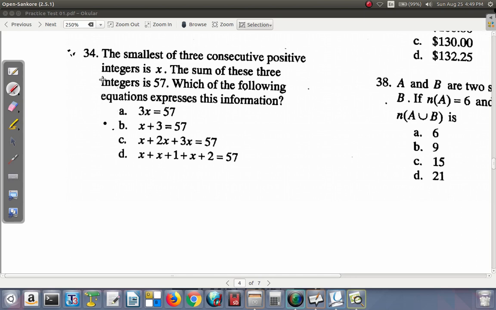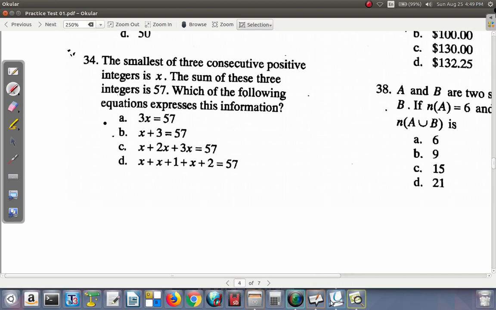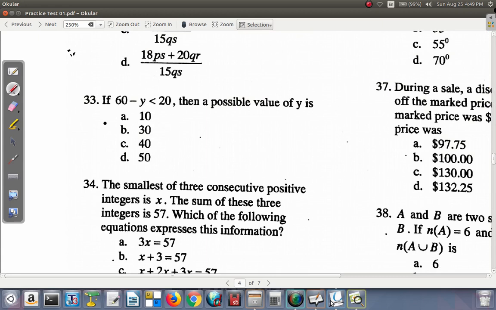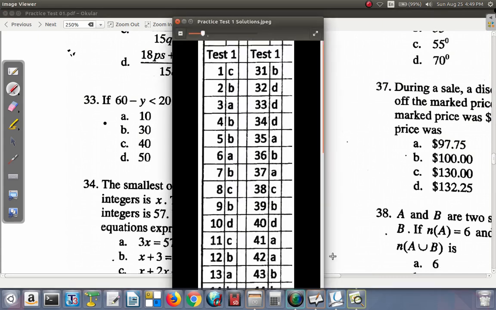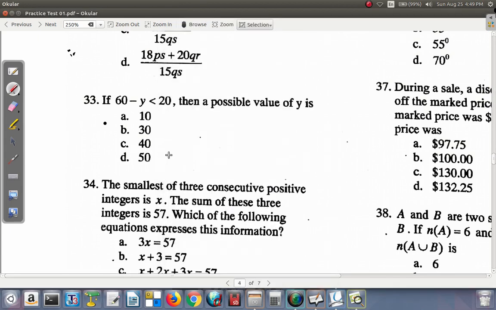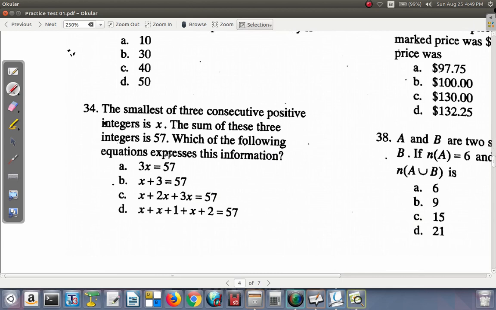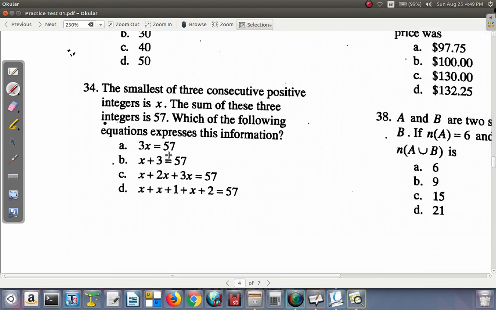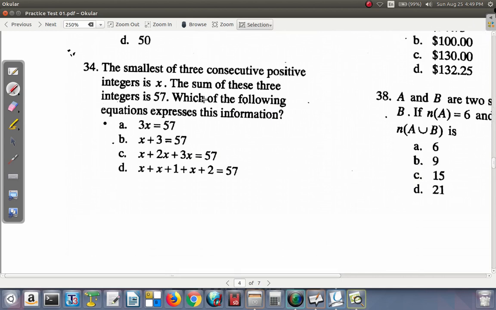Oh, did we look at the answer for the previous one? Let's make sure. For question 33D, which as we said was 50. So everything is all right with that. All right, so we continue with question 34.